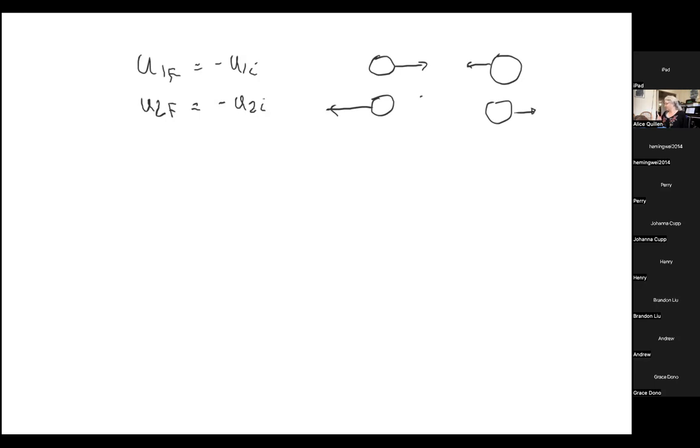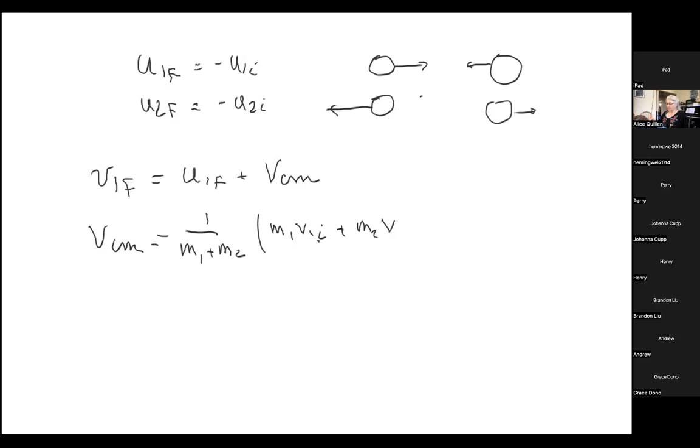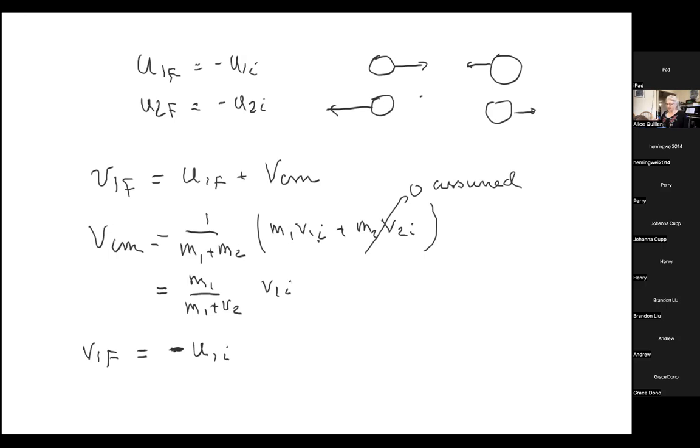So let's do that. V1F is going to be equal to u1F plus the center of mass velocity. Let's compute the center of mass velocity: it is equal to 1 over m1 plus m2 times m1 v1i plus m2 v2i. For this problem, we assumed that the initial velocity of the second one was 0. And so this is equal to m1 over m1 plus m2 times v1i. Now we can calculate the final velocity of the first one. This is going to be minus u1i, because in the center of mass frame the velocity flips.